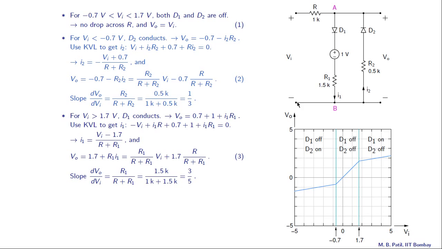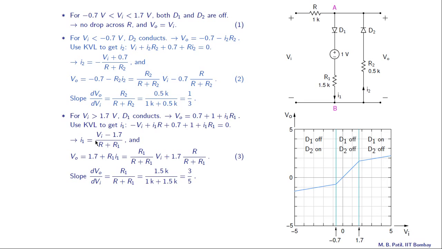So let us begin at this point. We go up first. We come across a rise of Vi, so that we write as minus Vi. Then we come across a drop, I1 times R, then 0.7, then 1, then another drop, I1 times R1. When we add all of these terms, we get 0, and that gives us this equation here. And we can solve this equation for I1.